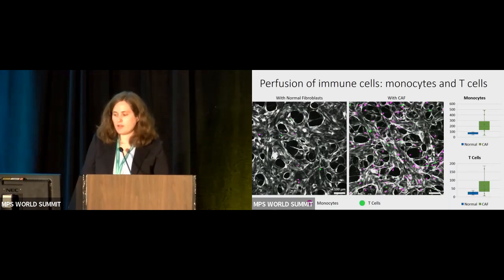And on the other hand, when the CAF are in this microenvironment model, we see a lot greater infiltration of the monocytes in pink and the T cells in green. And when we quantify the numbers, both monocytes and the number of T cells were significantly higher in the CAF models than the normal fibroblasts. And interestingly, in both normal and CAF, we see higher numbers of monocytes compared to T cells in both model types.